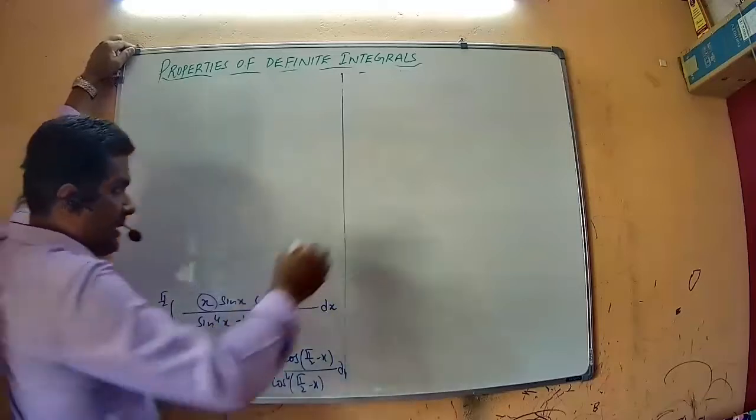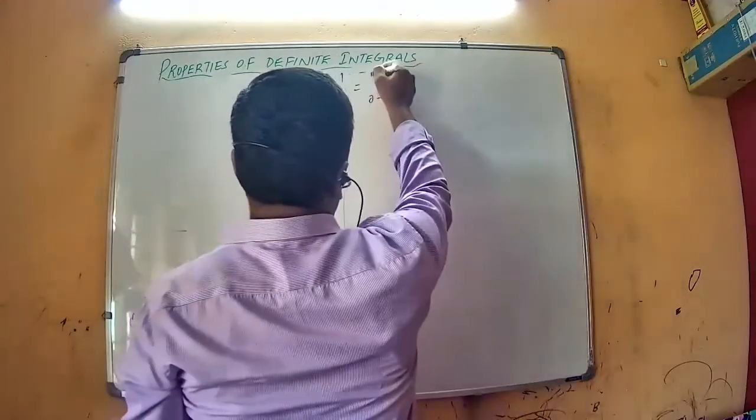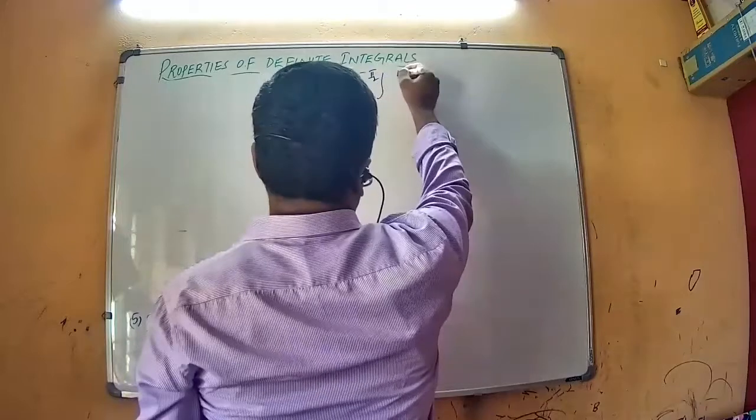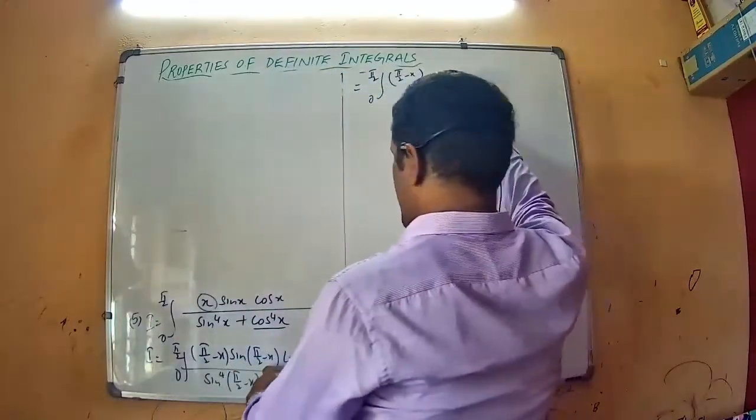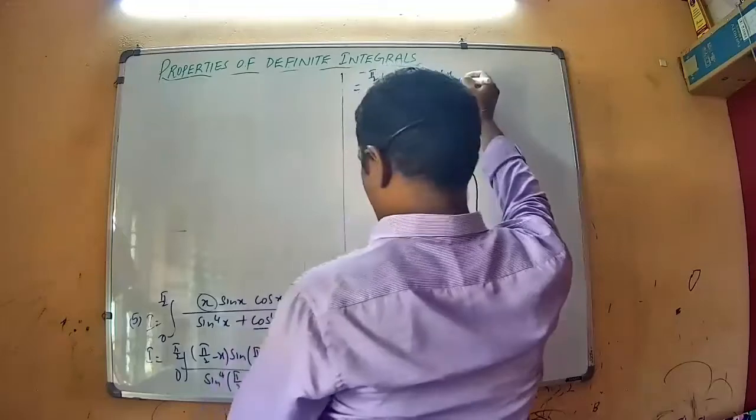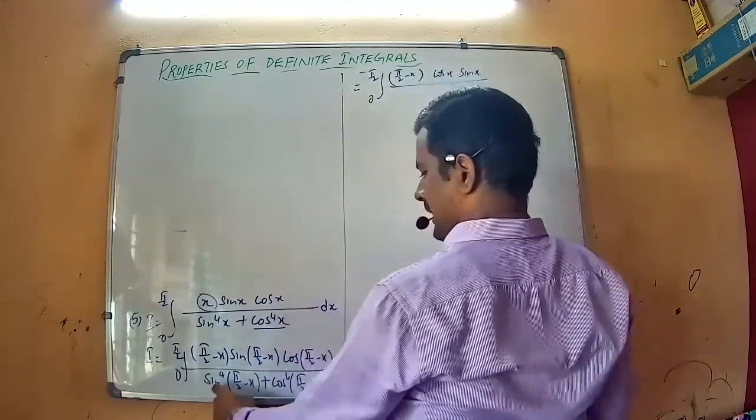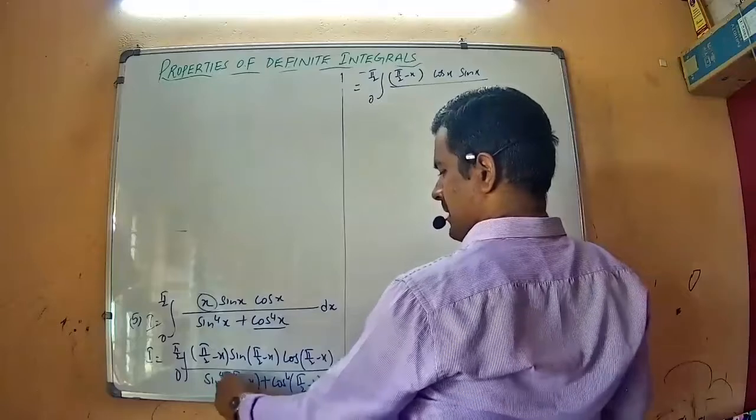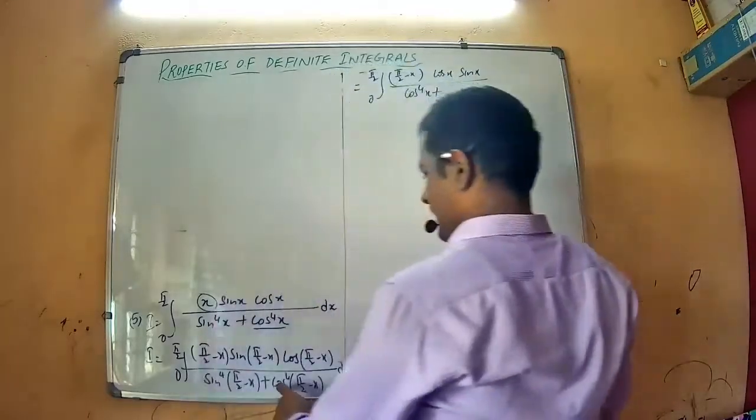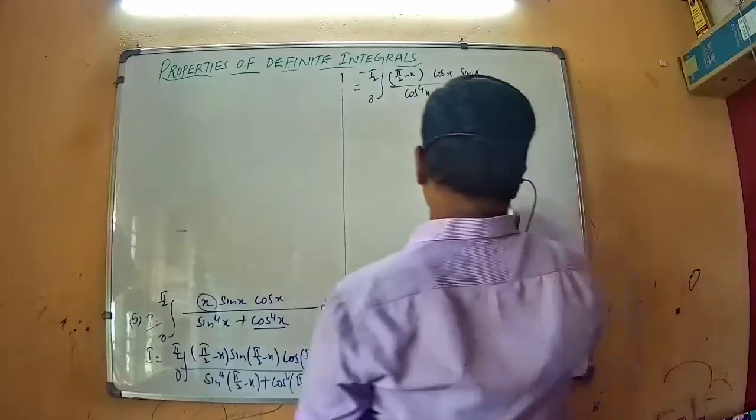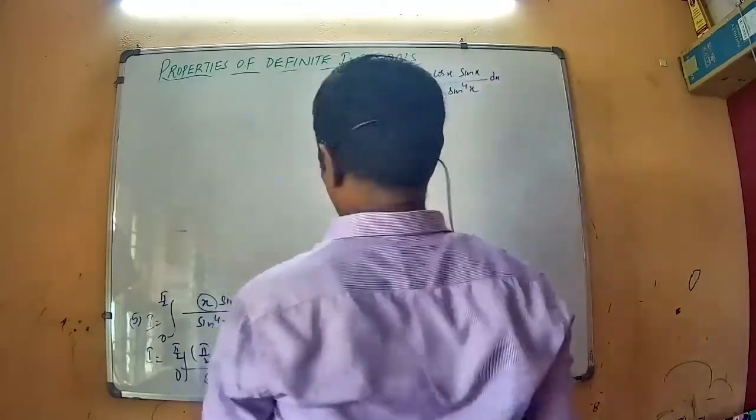Right. This will become 0 to pi by 2, (pi by 2 minus x) into, this is sine of 90 minus x, which is cos x. Cos of 90 minus x is sin x. In the denominator, sine 90 minus x cos x, power 4 is there. So you're going to get cos power 4x, and even cos power 4 of pi by 2 minus x, you're going to get sine power 4x dx. Right. This is I.